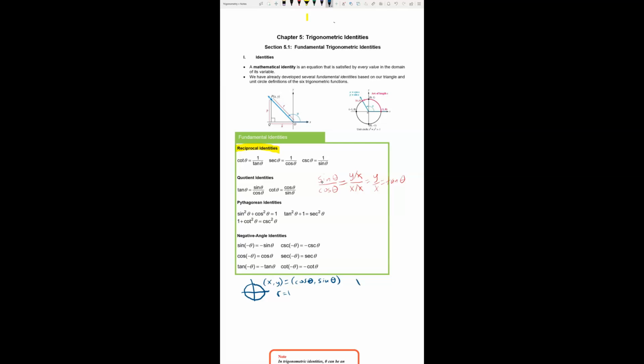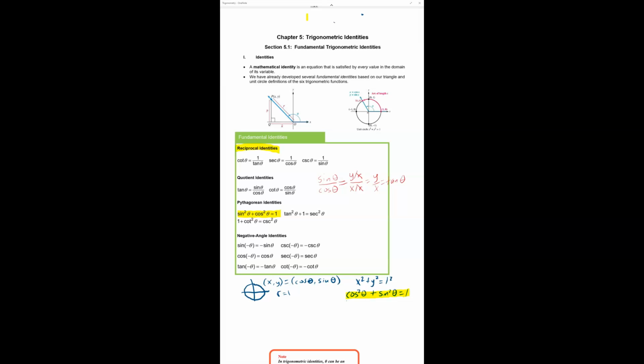Using the Pythagorean theorem, we have x squared plus y squared equals 1 squared, where x squared is the same as cosine squared theta, and y is the same as sine theta, so plus sine squared theta equals 1. Cosine squared theta plus sine squared theta equals 1 is our primary Pythagorean identity.